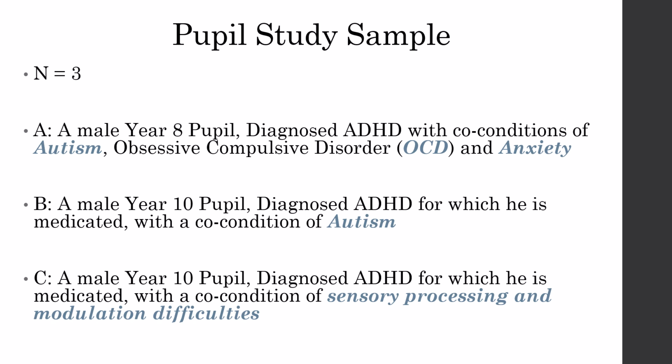Pupil B again with autism, and pupil C there with that co-condition of sensory processing modulation difficulties. We can also see a heavy presence of being medicated for their ADHD as well, both in pupil B and C. Now, conversations with my SENCOs revealed that both co-conditions and being medicated for ADHD is highly prevalent in pupils within my current placement school.